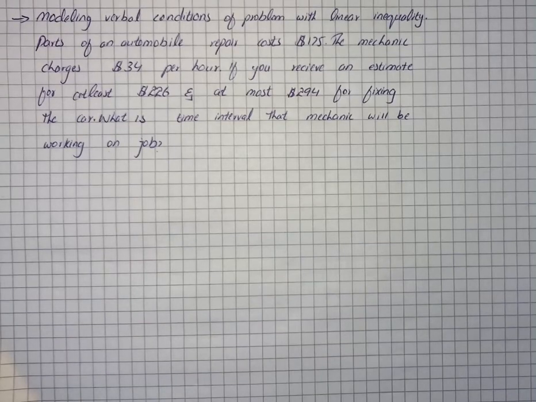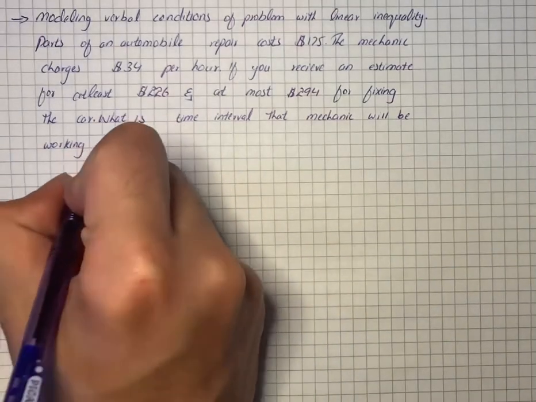The question says modeling verbal conditions of the problem with linear inequality. Parts of an automobile repair cost $175. The mechanic charges $34 per hour. If you receive an estimate for at least $226 and at most $294 for fixing a car, what is the time interval that the mechanic will be working on the job?